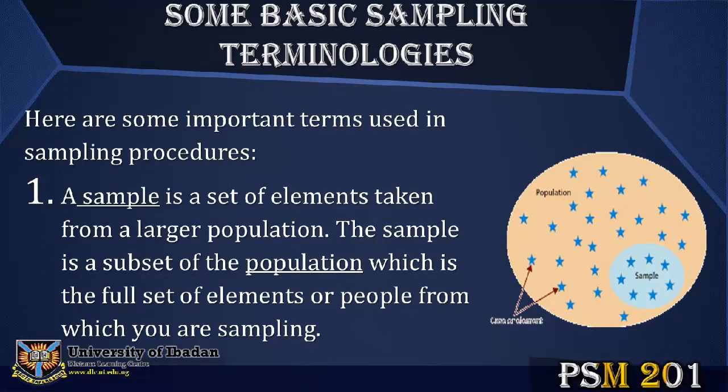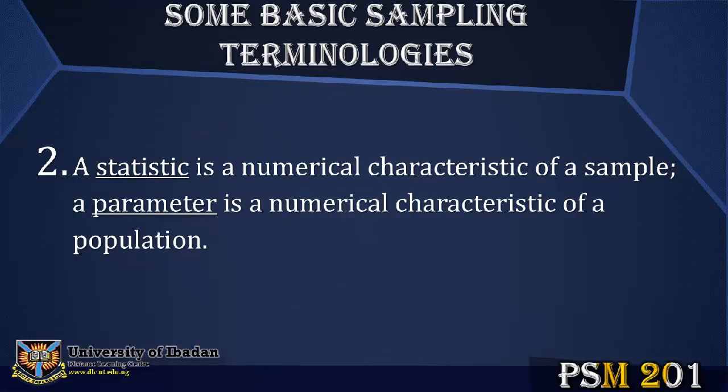Here are some important terms used in sampling procedure. A sample is a set of elements taken from a larger population. The sample is a subset of the population, which is the full set of elements or people from which you are sampling. A statistic is a numerical characteristic of a sample. A parameter is a numerical characteristic of a population.